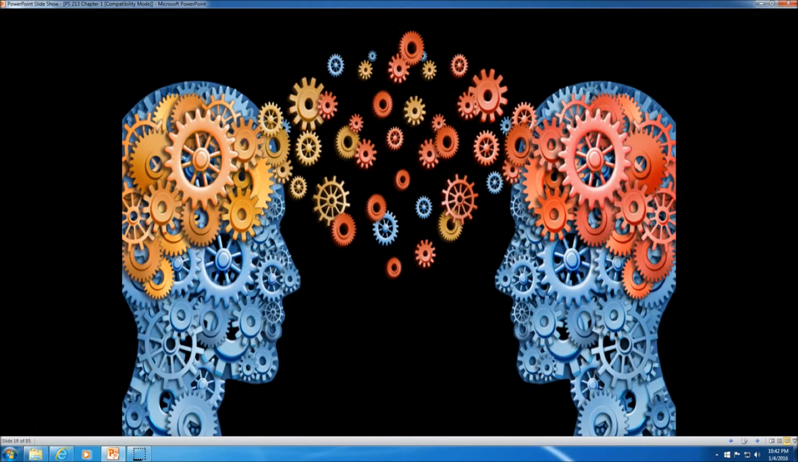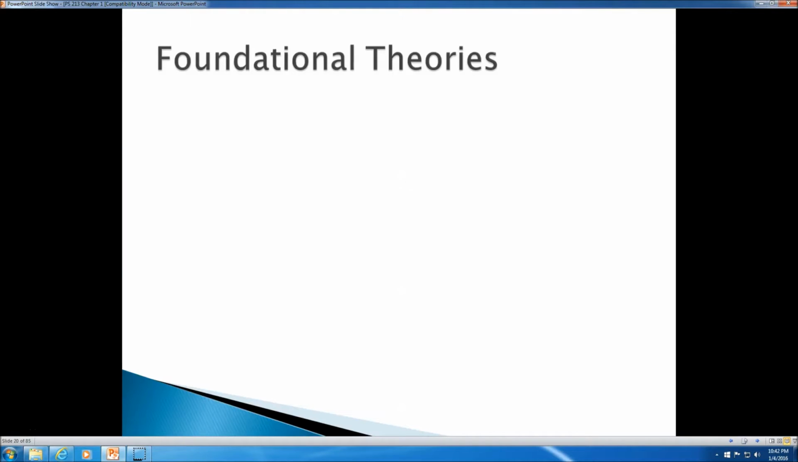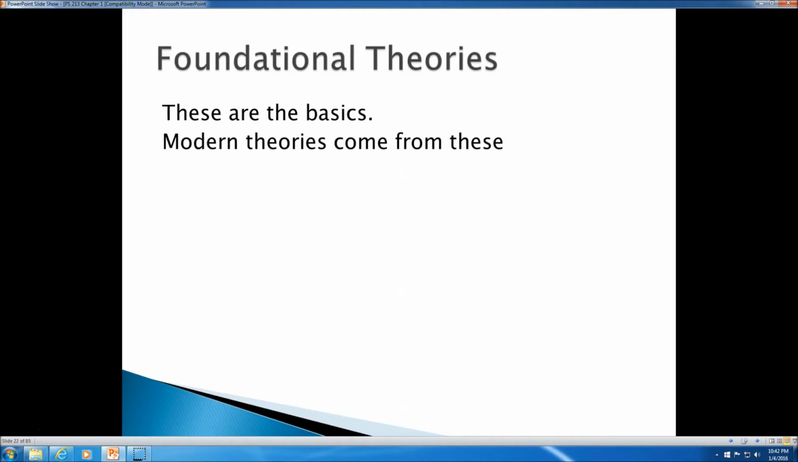Today, we've developed theories to describe and explain children's behavior with the goals of predicting behavior and ultimately helping children along. So let's look at 5 foundational theories of child development. These are the basics from which more modern theories spring forth.